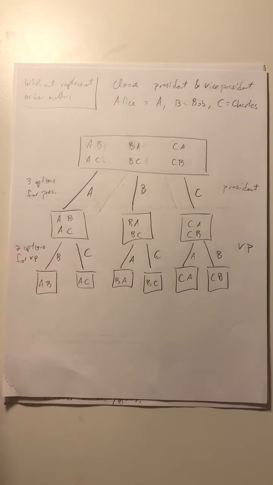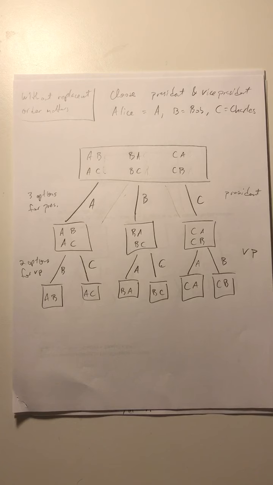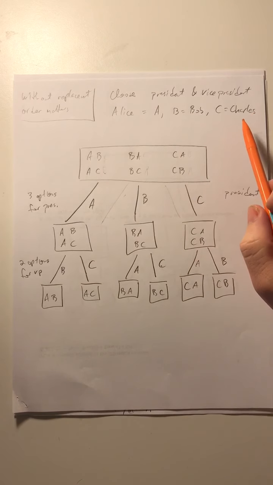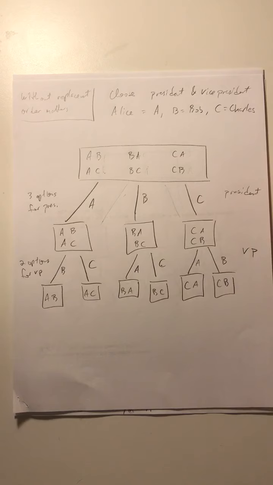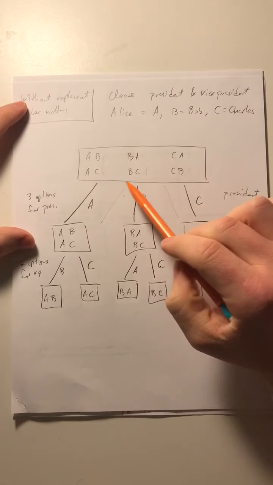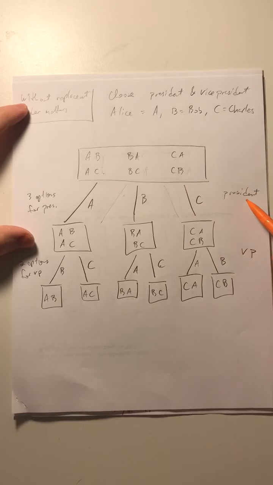So let's move on to an example where order matters, and we're doing without replacement. So here we have Alice and Bob and Charles, and I'm going to choose a president and a vice president, and one person doesn't get any title. Okay, so turns out that there are 6 outcomes here. I'm going to put all 6 of those here, and then I'm going to have a first experiment.